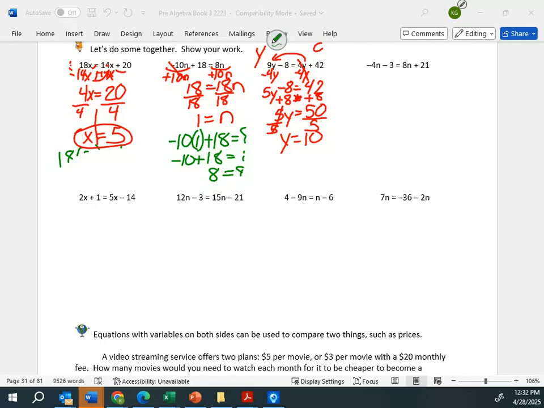Now I'm going to check my work. 9 times 10 minus 8 equals 4 times 10 plus 42. 9 times 10 is 90 minus 8 equals 4 times 10 is 40 plus 42. 90 minus 8 is 82. 40 plus 42 is 82. I know I did my math correct.